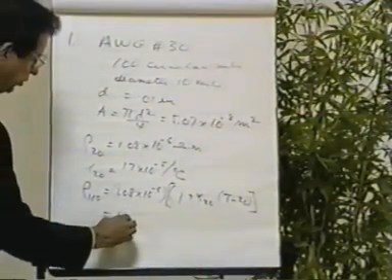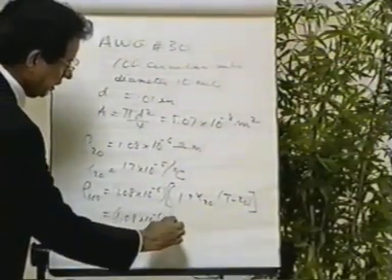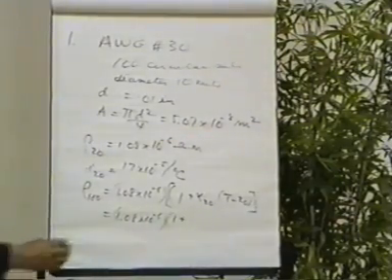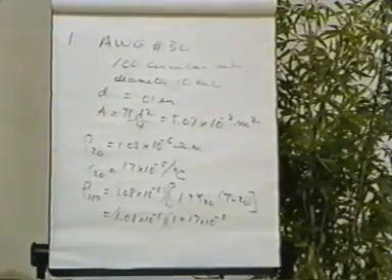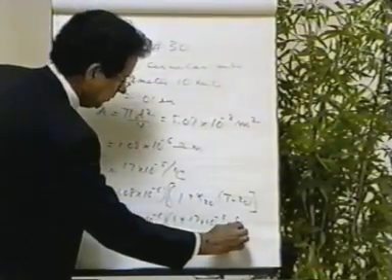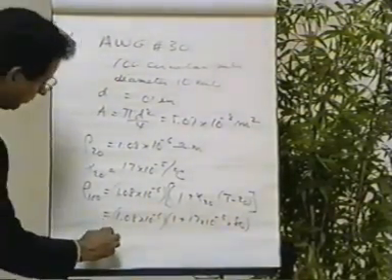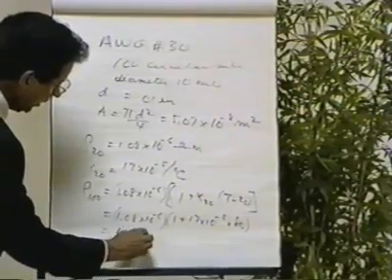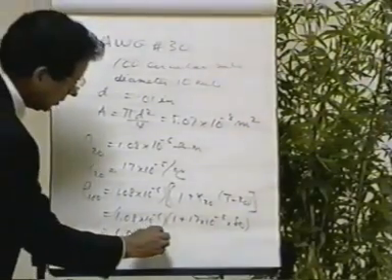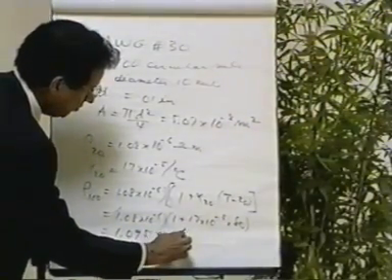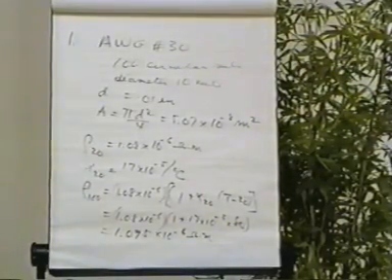So rho at 100 is 1.08 times 10 to the minus 6, multiplied by 1 plus, now alpha at 20 is 17 times 10 to the minus 5, and the temperature differential is 80 degrees Celsius. This turns out to be 1.095 times 10 to the minus 6 ohm meters. So now we have rho at 100.